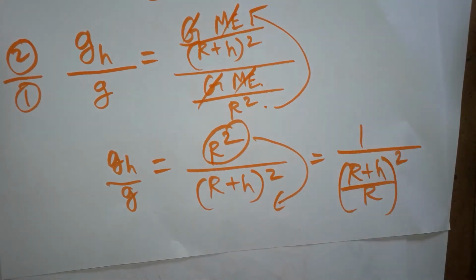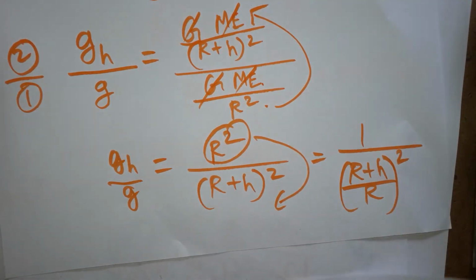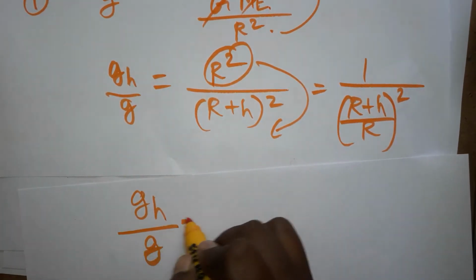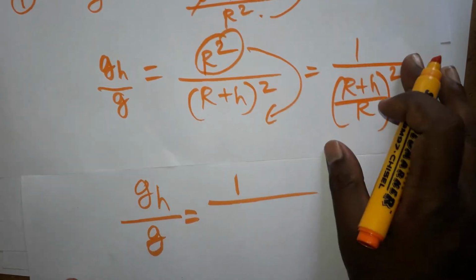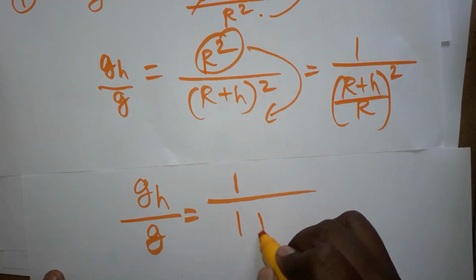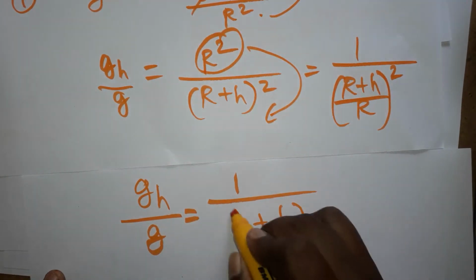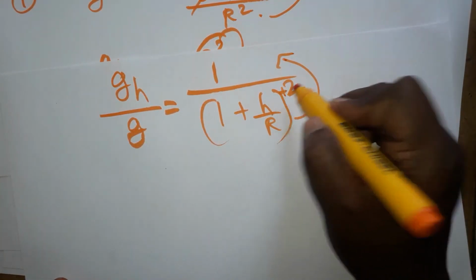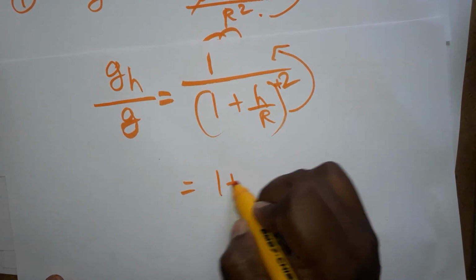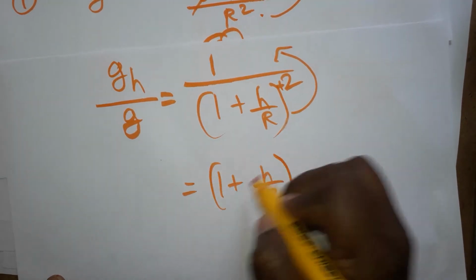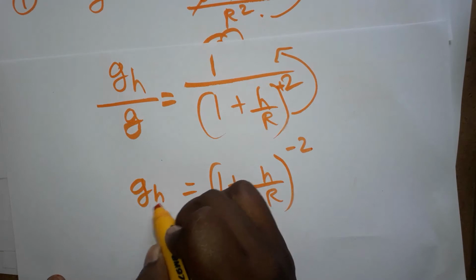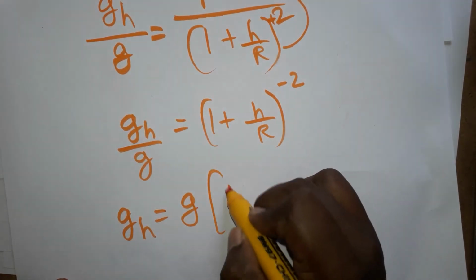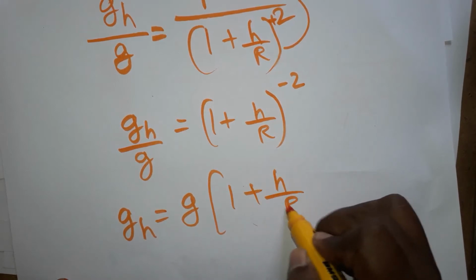Proceeding further with this equation, I can take r as the common LCM. So gh divided by g is equal to 1 divided by (1 plus h divided by r) square. Taking this from the denominator, plus 2 changes to minus 2. So 1 plus h divided by r to the power minus 2, and gh is equal to g times (1 plus h divided by r) to the power minus 2.